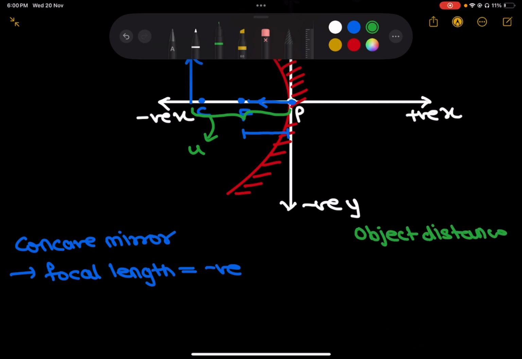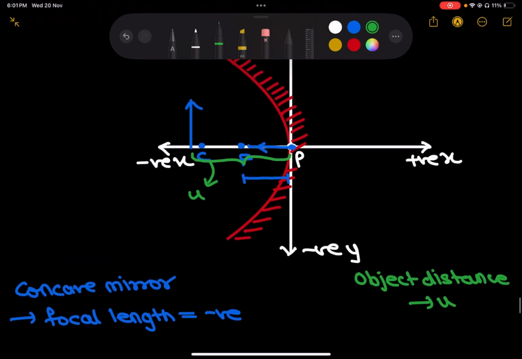Distance is u. It is denoted by u. You cannot denote it by x, y, z, nothing. U, only u.